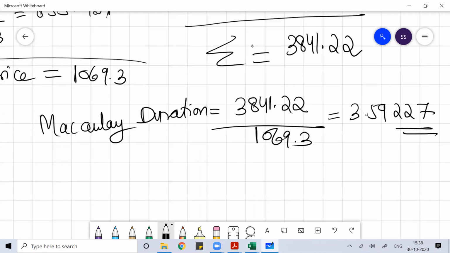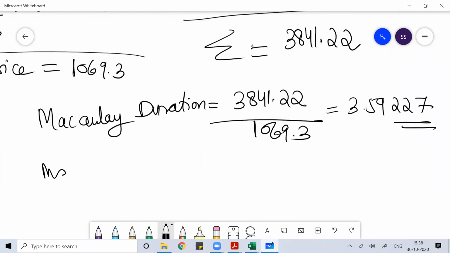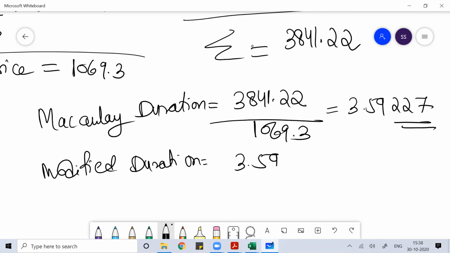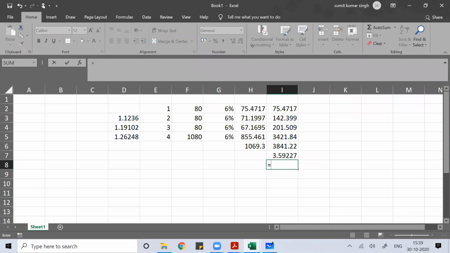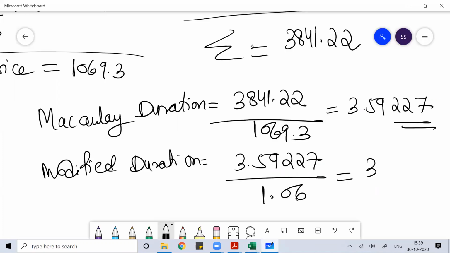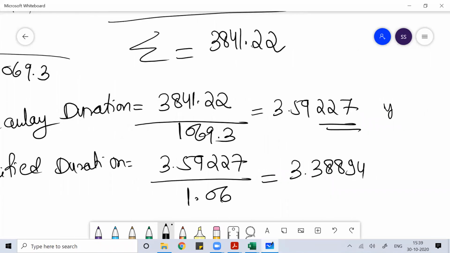Very easy. If you want modified duration, then the modified duration of this would be 3.59227 divided by, what is the YTM? That is 6%. So divide by 1.06. That gives 3.38894. All are in years.